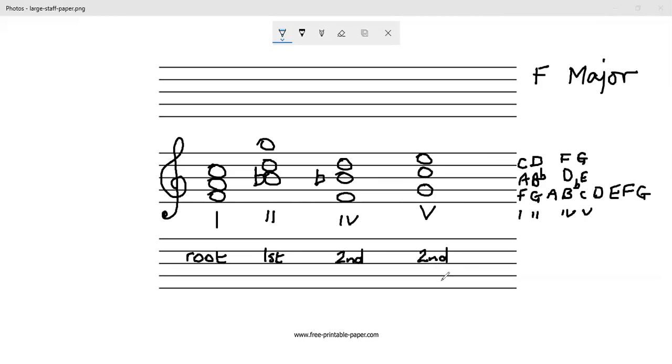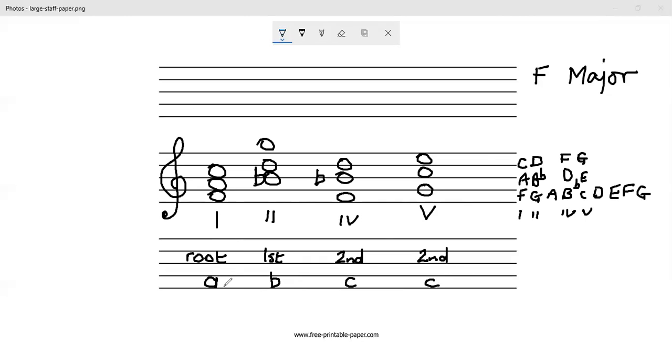Now there's a much easier way of showing this in the exam. They're not going to ask you to put root, first or second. If it's root, we put the letter A. If it's first inversion, we put the letter B. And if it's second inversion, we put the letter C. So this one here, because it's root position, we put A.